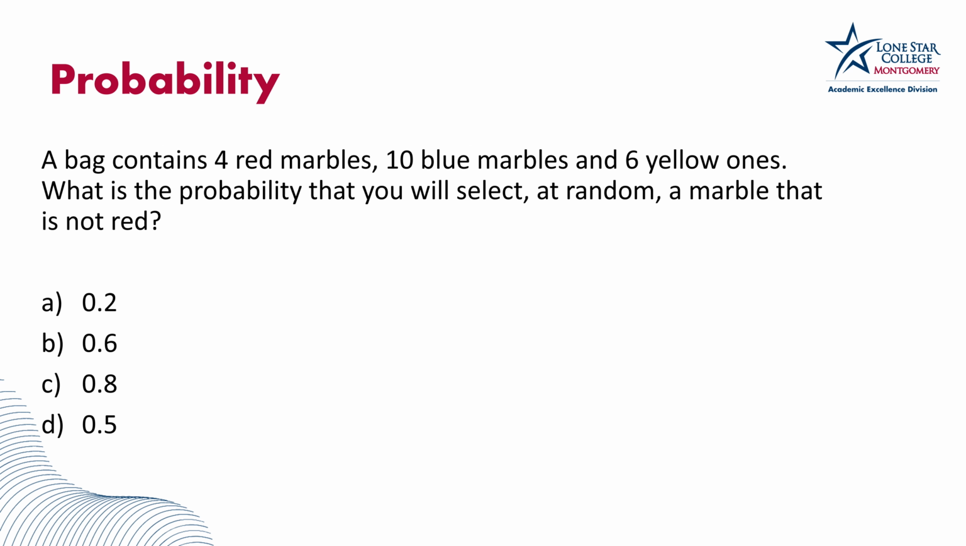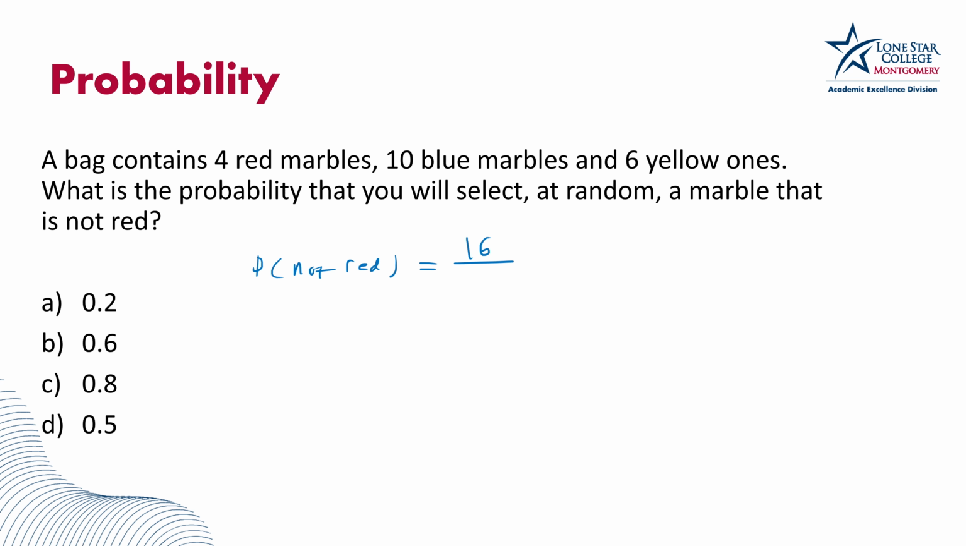So we have a bag that contains 4 red marbles, 10 blue marbles, and 6 yellow ones. What's the probability that you will select at random a marble that is not red? So we want to look at the probability of a not red marble. So you think about which marbles are not red. It has to be the blue and the yellow marbles. So that would be 10 plus 6, which gives us 16 out of a total number of marbles. That would be 16 plus the 4 red, which is 20. So the probability would be 16 out of 20.